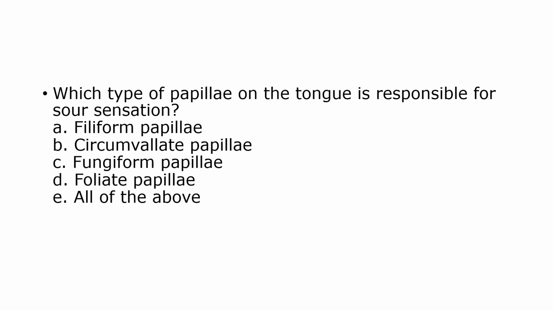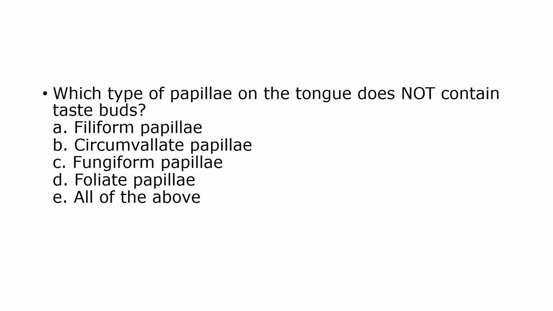Which type of papillae on the tongue is responsible for sour sensation? This means that it has taste buds. So you have to compare between circumvallate, fungiform, and foliate papillae. Foliate papillae is rudimentary, so it is excluded. So we have to choose between circumvallate and fungiform papillae. Sour taste, you taste salt by the tip of the tongue. Which papillae is present on the tip and edge of the tongue? It is fungiform papillae. Excellent. Let's go to another.